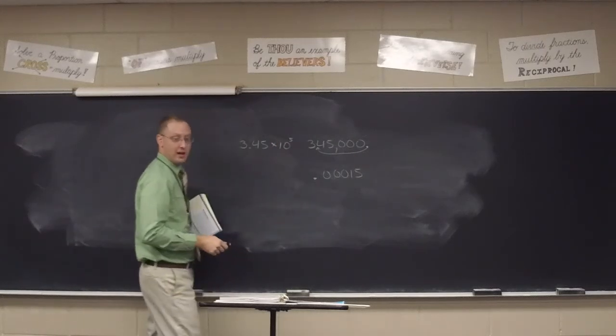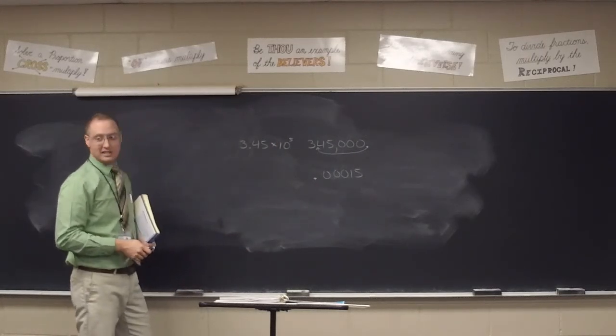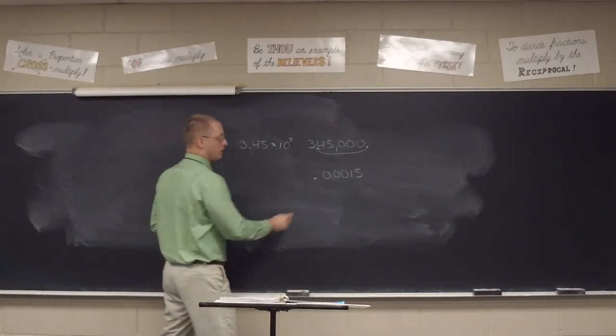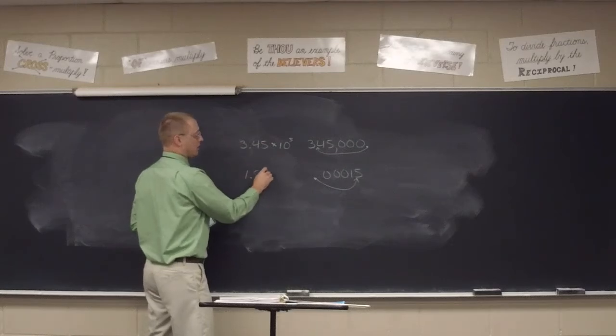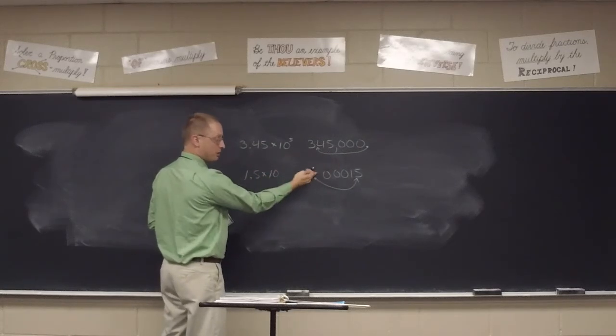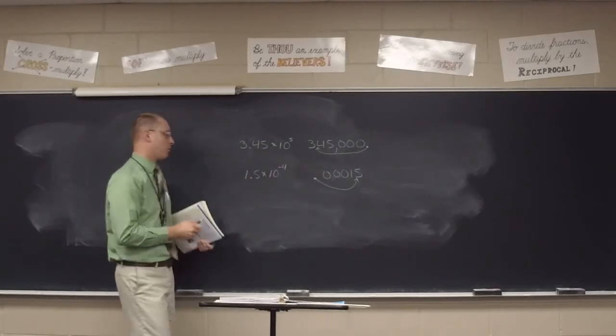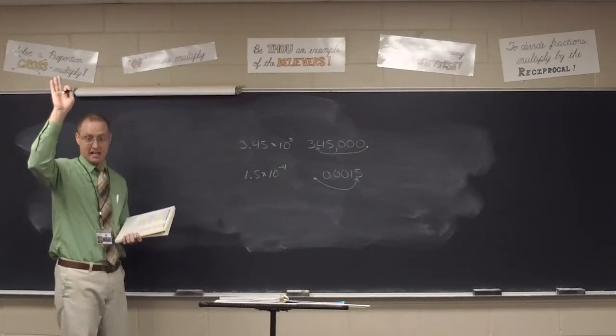How many had the first one? Correct. On the next one, where does the decimal end up, Glenn? Between the 1 and 5, so my number becomes 1.5. Good, and since we moved backwards, a number smaller than 1, it means a negative exponent. 1.5 times 10 to the negative 4th. How many had that answer?